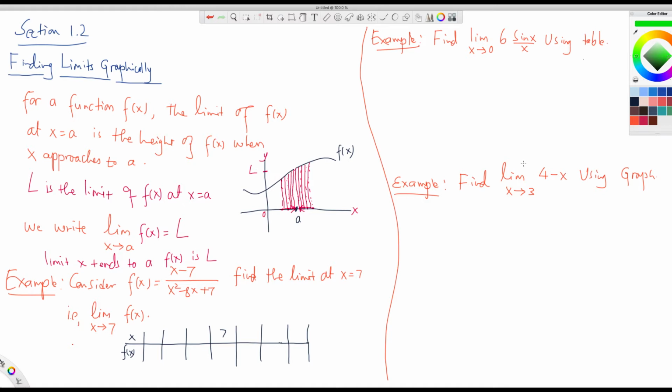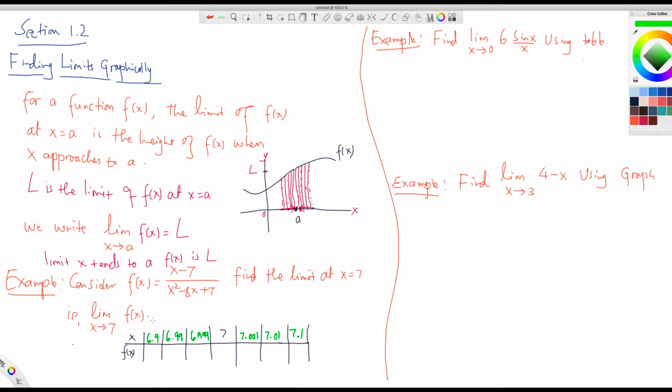So I want to check the height at 6.9, which is close to 7, at 6.99, which is also close to 7, and 6.999. I'm checking the height of the function at these points. These points are close to 7 from the left. And I want to check the height of the function close to 7 from the right as well, so I want to do 7.1, 7.01 and 7.001. These are the points close to 7 from the left and right.